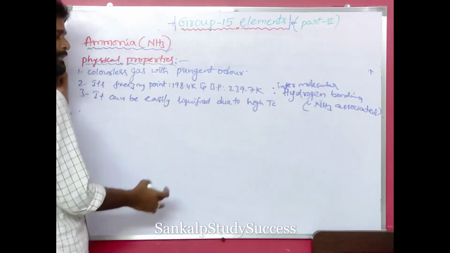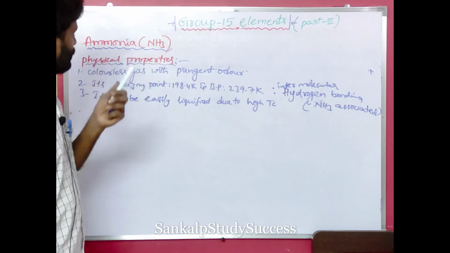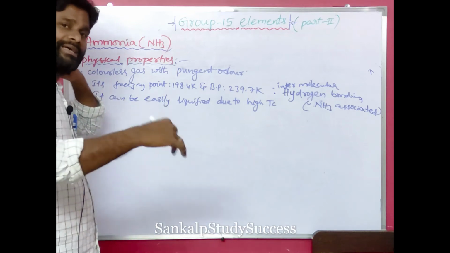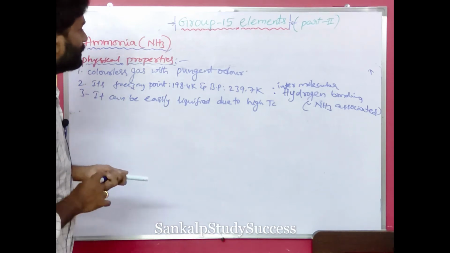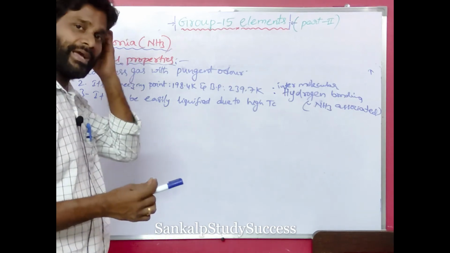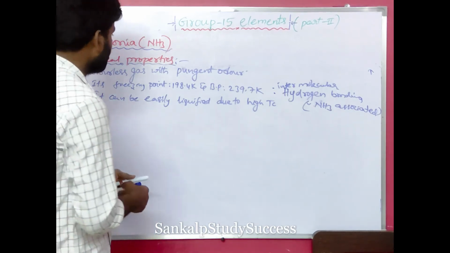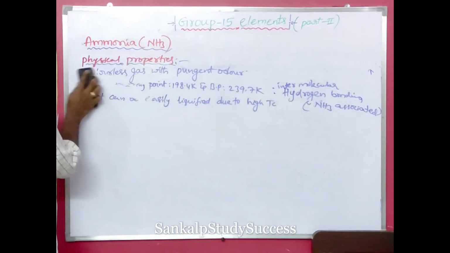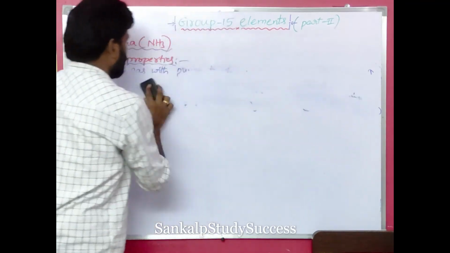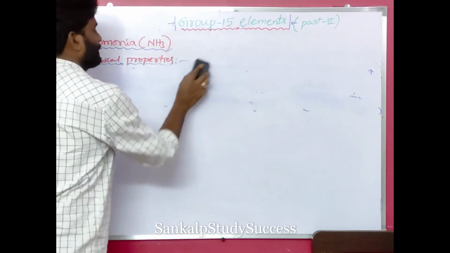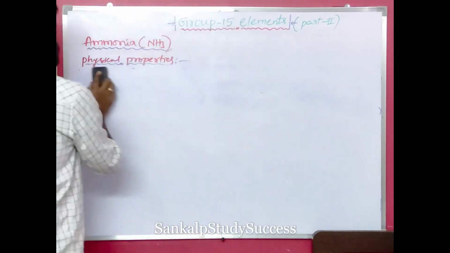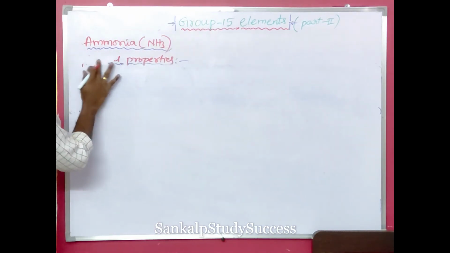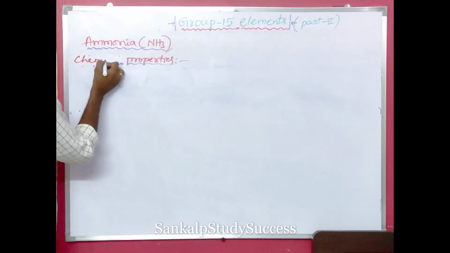It can be easily liquefied due to its high critical temperature. We know that a gas with a higher critical temperature can be easily liquefied, and a gas with a lower critical temperature cannot be easily liquefied. These are the physical properties. Now I am going to explain the chemical properties.